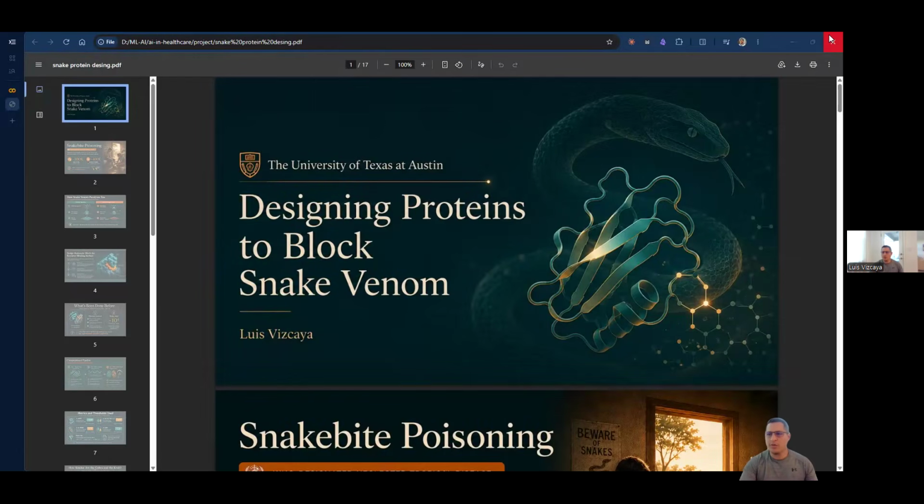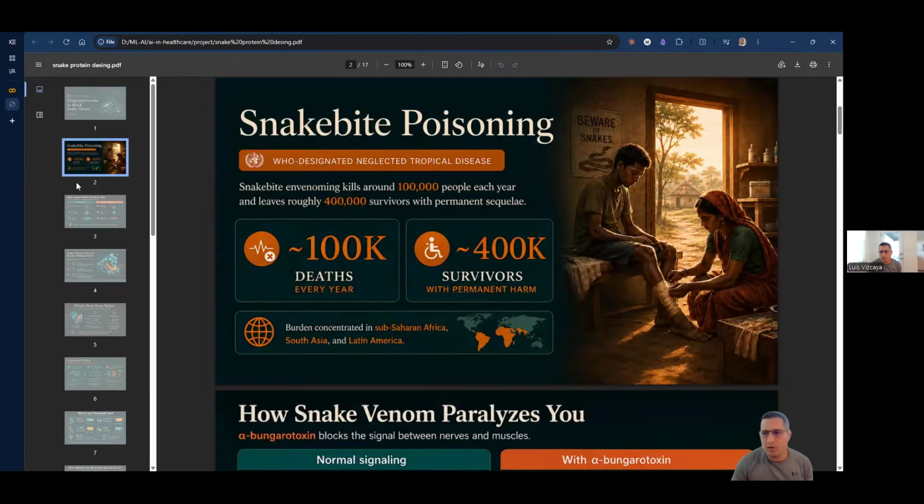Hello, today I'm going to be presenting my project, designing protein for blocking snake venom. The problem is that more than 100,000 people are killed by snakebite poisoning, and there are around 400,000 survivors, but with amputations and kidney damage. It mostly happens in South Asia, Latin America, and Sub-Saharan Africa.